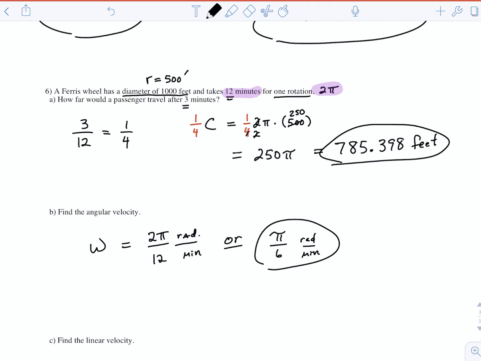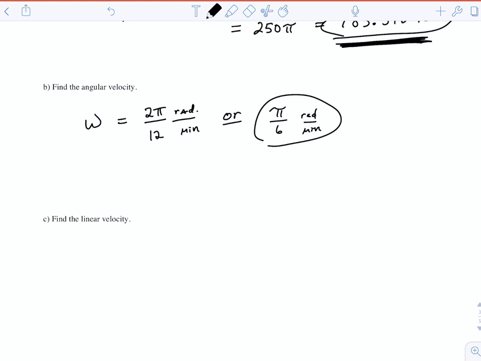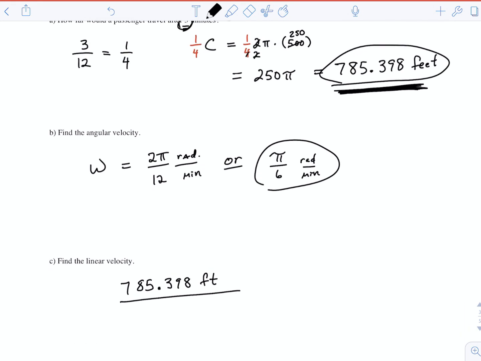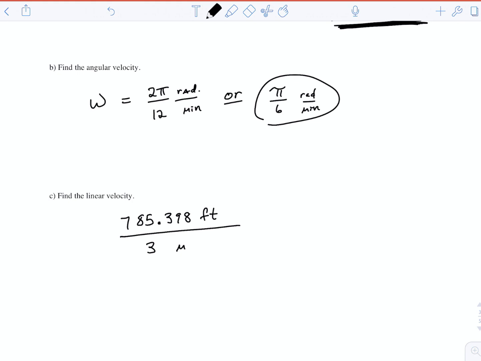All right, what about the linear velocity? Well, there's several ways you could do this. One way is you could just say, look at part A, I found out they traveled 785.398 feet, and on part A, it took 3 minutes to do it. So that would probably be the easiest way. Distance, 785.398 feet. And on part A, it said it took 3 minutes to do that. So then I just need to divide.